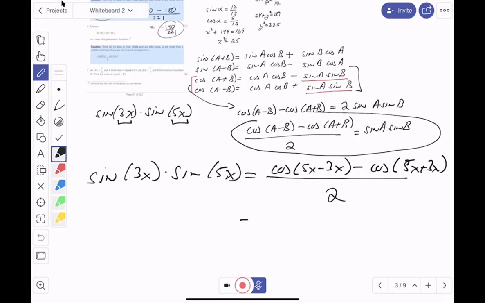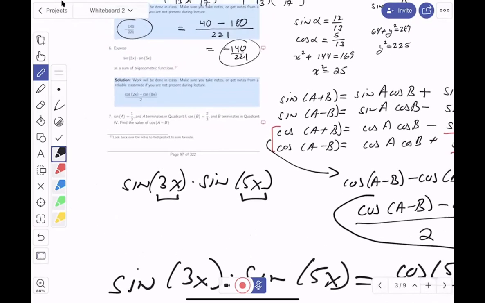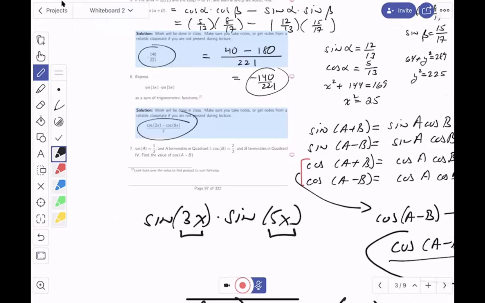I'll do that in a second, though. So what do you get over here? Cosine 2x minus cosine 8x over 2. Look at the key, and when you're seeing over there, you're seeing that answer. All right, let's go to number 7 now.